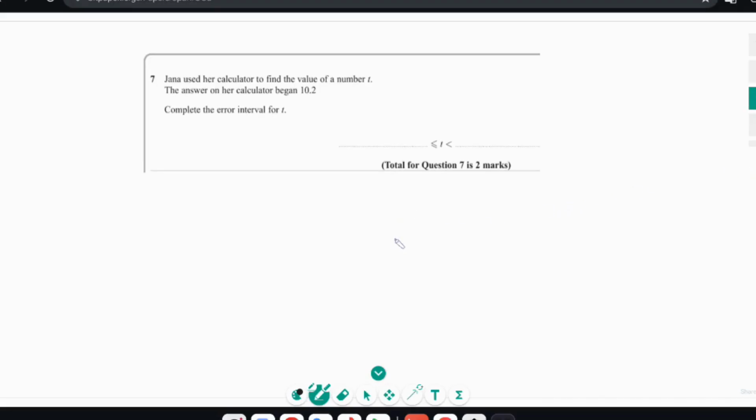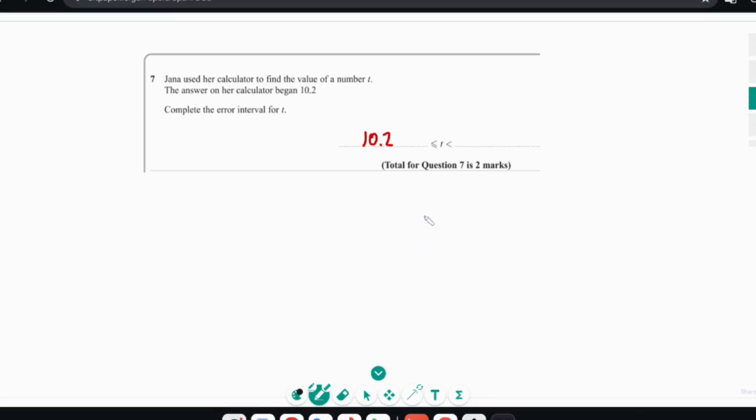Question 7. Yana used her calculator to find the value of a number t. The answer on her calculator began as 10.2. Complete the error interval. So the smallest number it could have been is actually 10.2, because if I added anything on the end, doesn't matter what it is, it'd be bigger than 10.2.